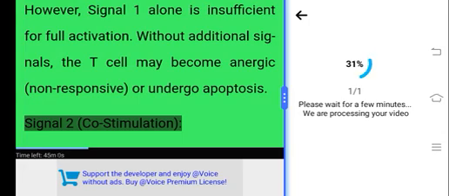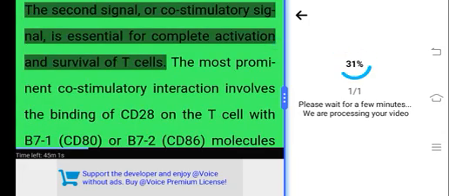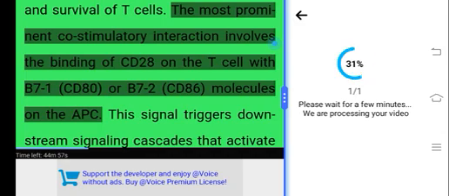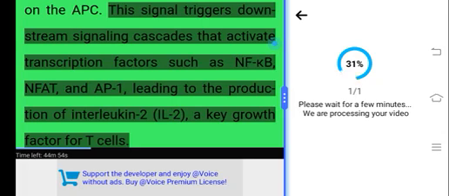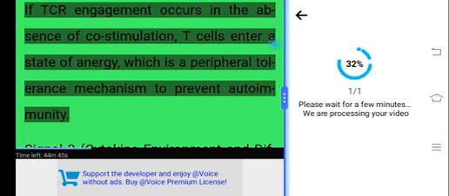Signal 2. Co-stimulation. The second signal, or co-stimulatory signal, is essential for complete activation and survival of T cells. The most prominent co-stimulatory interaction involves the binding of CD28 on the T cell with B7-1 (CD80) or B7-2 (CD86) molecules on the APC. This signal triggers downstream signaling cascades that activate transcription factors such as NF-kappa B, NFAT, and AP-1, leading to the production of interleukin-2 (IL-2), a key growth factor for T cells. If TCR engagement occurs in the absence of co-stimulation, T cells enter a state of anergy, which is a peripheral tolerance mechanism to prevent autoimmunity.